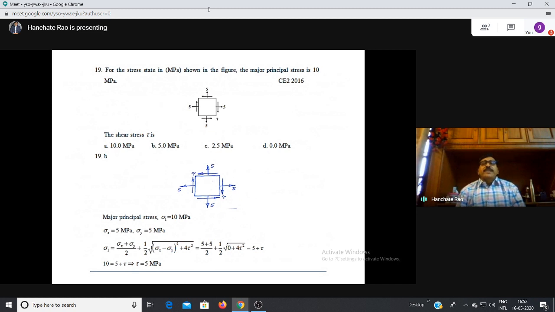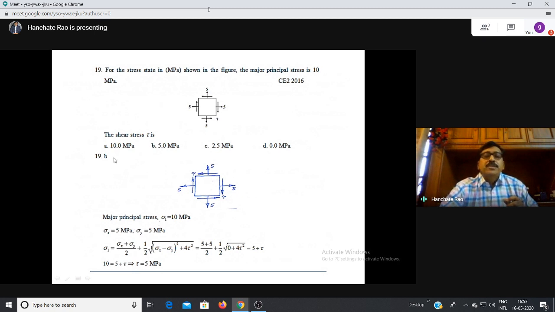For the stress state in megapascal shown in the figure, the major principal stress is 10 megapascals. He has given us sigma 1. What is the shear stress he is asking? He has given us the major principal stress sigma 1 and he is asking what is tau. So he has given us sigma x, he has given us sigma y, but tau is also there, but we don't know the tau value. He wants us to find out this tau value.